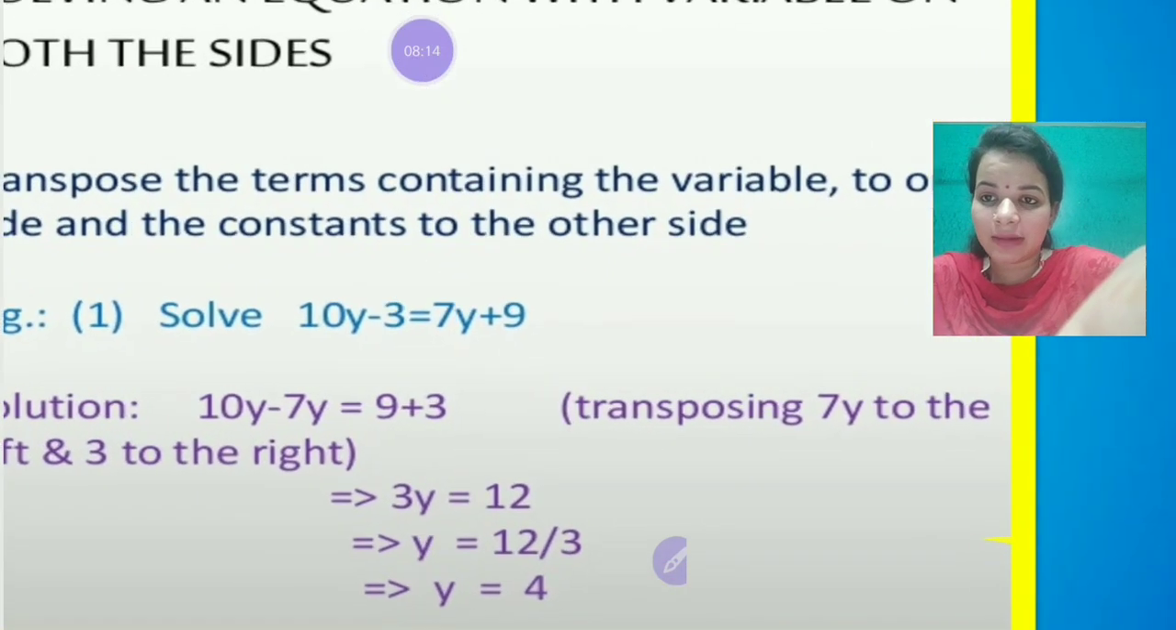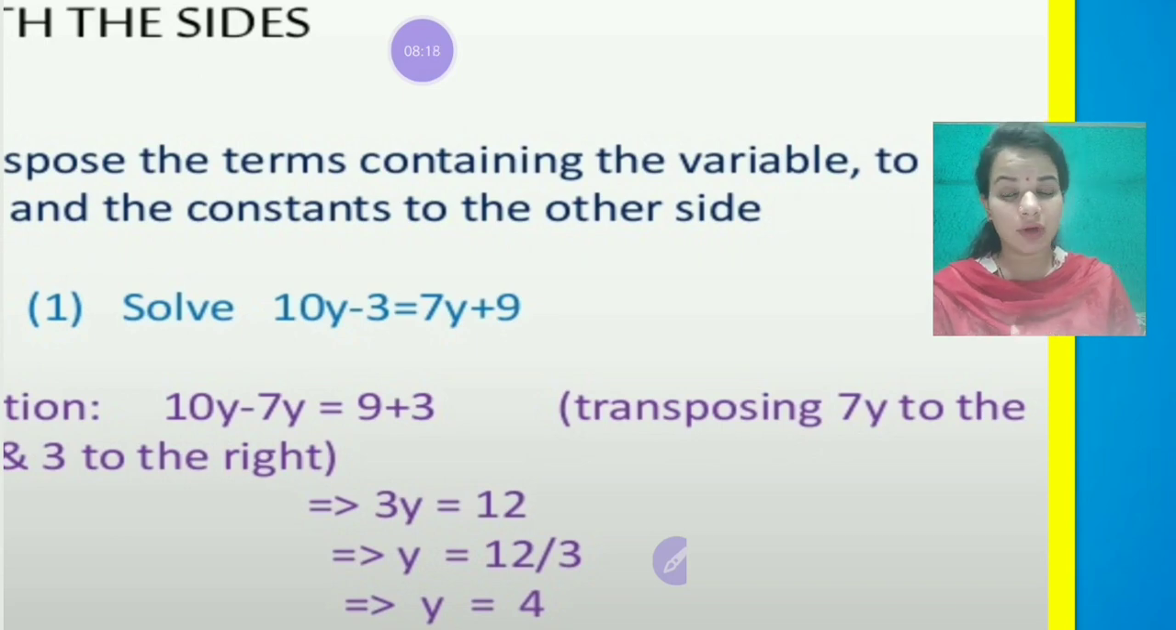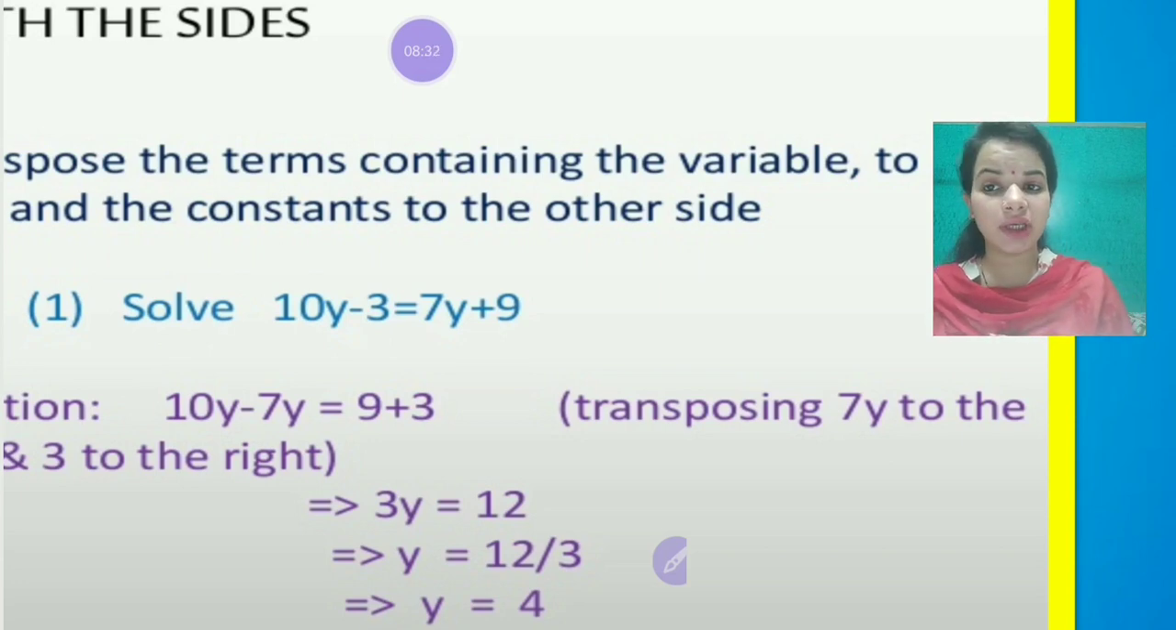Now children, you can have variables on both sides of the equal to sign. Till now, in the examples that we have taken, the variable was already on the left hand side, but it is possible that the same variable is on the left hand side and also on the right side, meaning the variable is used more than one time. Suppose the equation is 10y - 3 = 7y + 9.